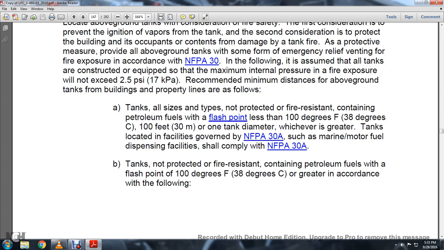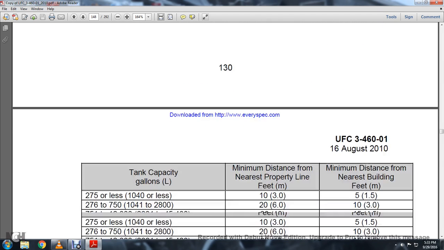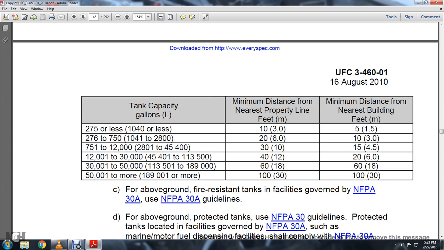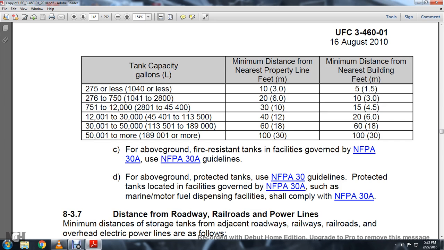Tanks not protected with fire resistant containing petroleum fuels in which the flash point is 100 degrees Fahrenheit or greater are in accordance with the following. Tank capacity, minimum distance to nearest property line in feet, minimum distance to nearest building in feet. Anywhere from 275 gallons to 50,000 gallons or more. For aboveground fire resistant tanks, the facility is governed by the NFPA 30 and NFPA 30A guidelines. For aboveground protected tanks, use the NFPA 30 guidelines. Protected tanks located in a facility governed by the NFPA 30A, such as marine motor fuel dispensing facilities, should comply with the NFPA 30A.